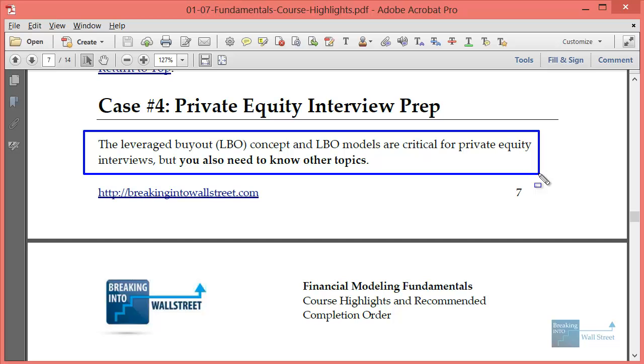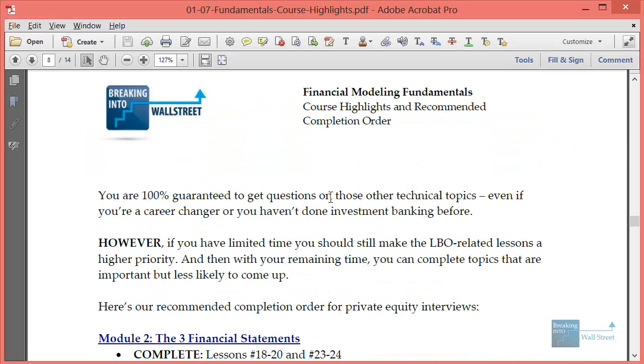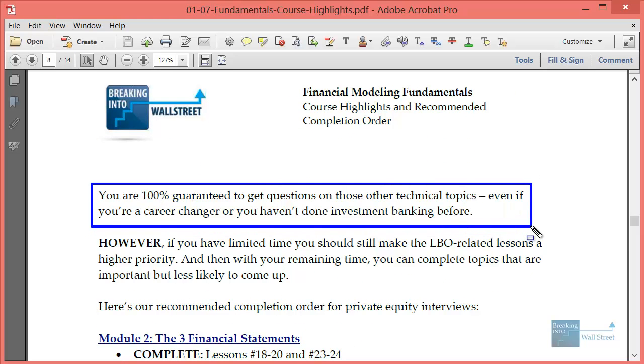There are two problems with that. The first problem is that you will get questions on other technical topics, on accounting, on valuation, potentially even on M&A deals and merger models. It doesn't matter if you're a career changer. It doesn't matter if you haven't done investment banking before. They will still ask about these topics.